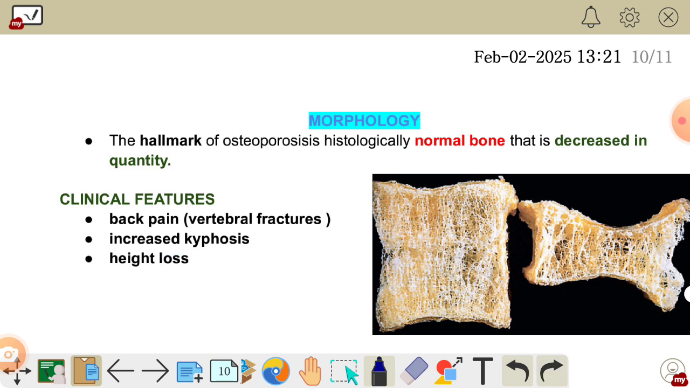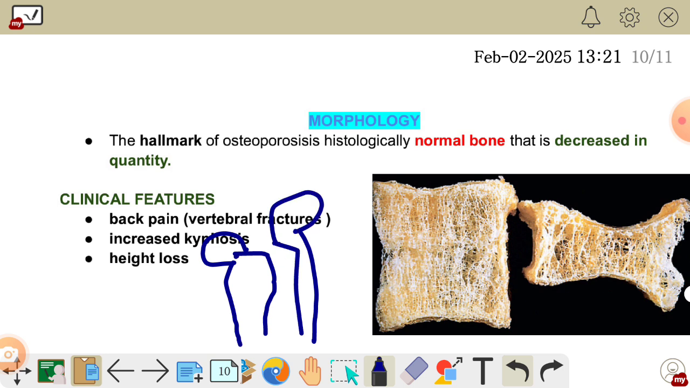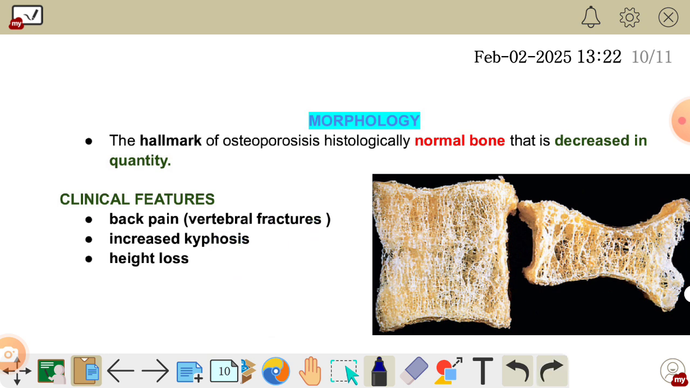So kyphosis, you know, the vertebrae are supposed to be upright like that. Then in kyphosis, you are going to have the vertebrae like a hanger instead of being upright like this. Okay, that is kyphosis. Then height loss. So the height also will reduce.